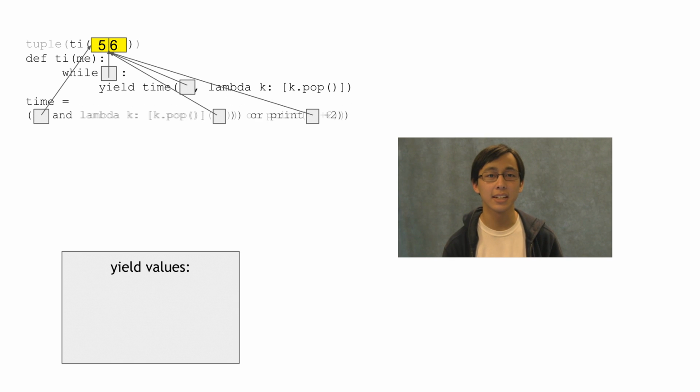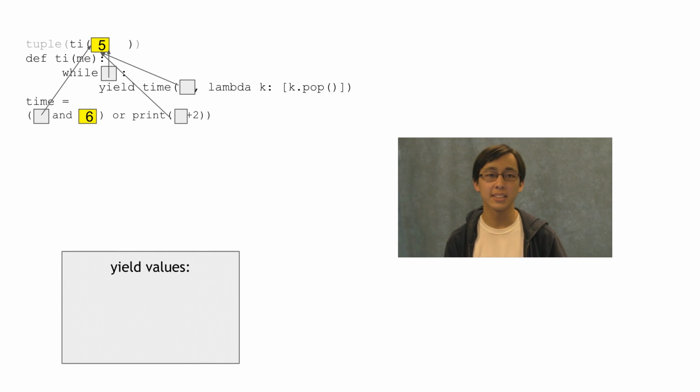The list of 5, 6 and the lambda function on the list. Alright, now we need to evaluate the lambda. Pop removes the last element of the list and the whole function evaluates to the removed element. So we get a list containing 6 on the right side of the and, and 6 is removed from the list. Remember, in and statements, we return the last true value.